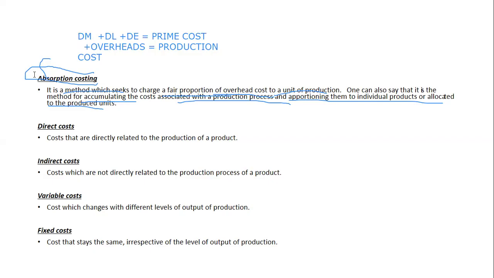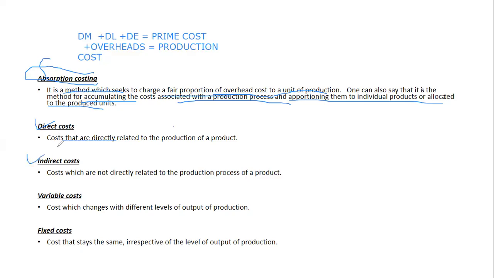Now, very important, we have direct costs. So costs that are directly related to the production of a product. In other words, these are costs that are directly traceable to a product. We have costs like raw materials, direct wages, or labor. All of those costs are direct costs. They are directly related or traceable to a product being produced.